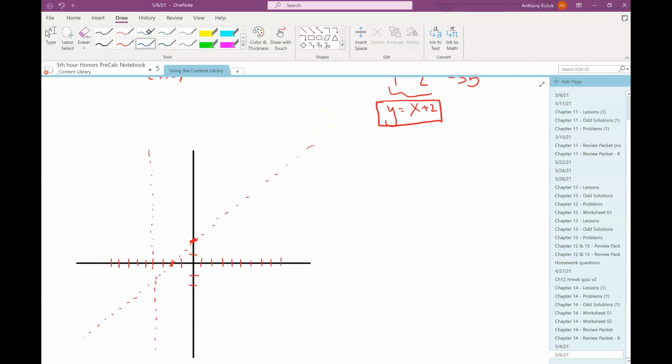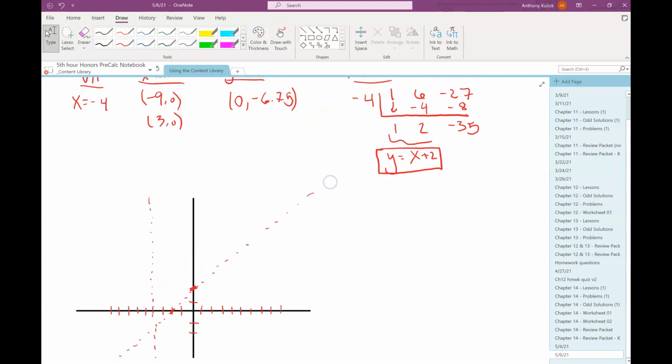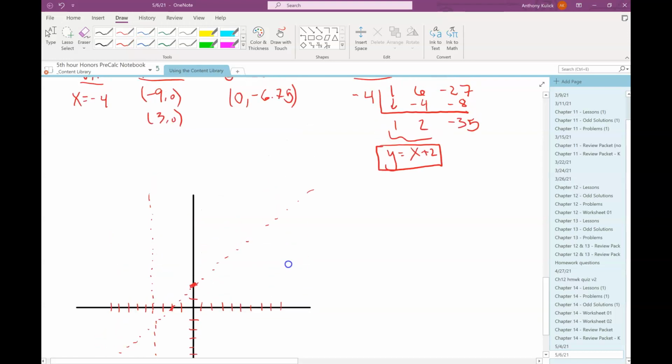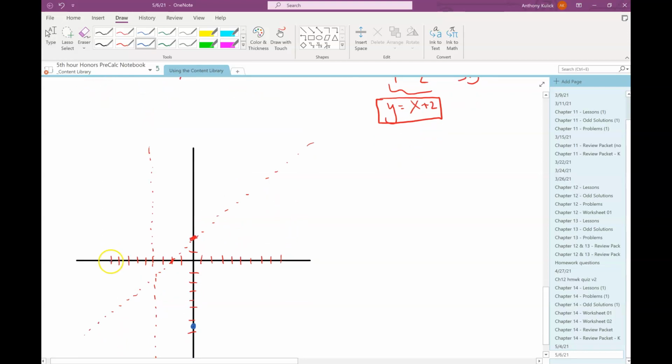There's that. And then I'll plot. I guess I need some more tick marks. So 3, 4, 5, 6, 7. So I have 0, -6.75, -9, 0, and I have 3, 0. And I would say with this, that's enough that I don't even really need to check the limits.